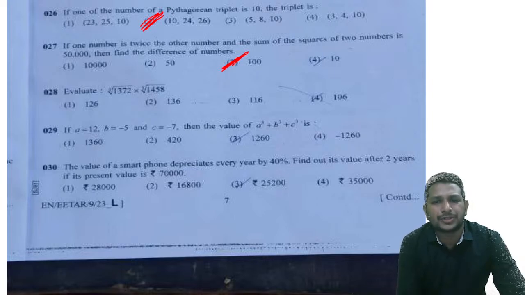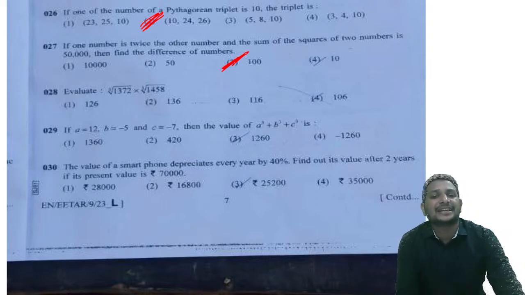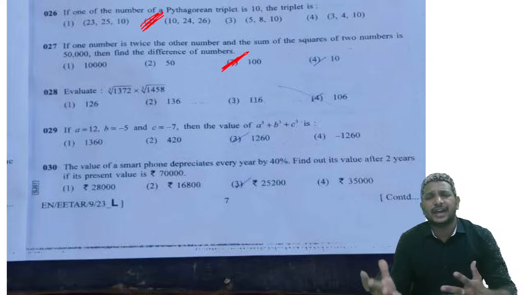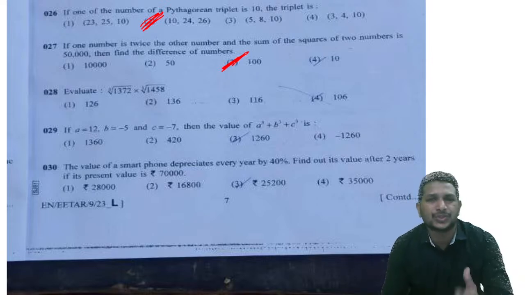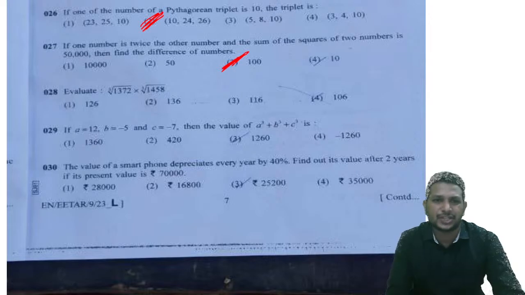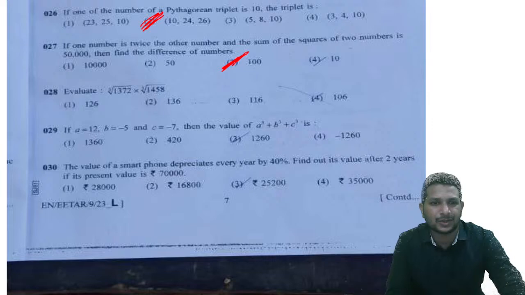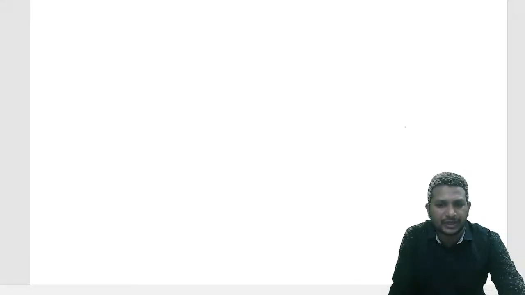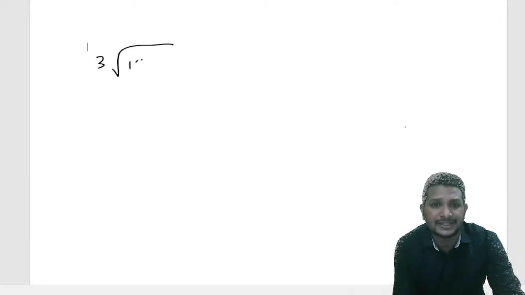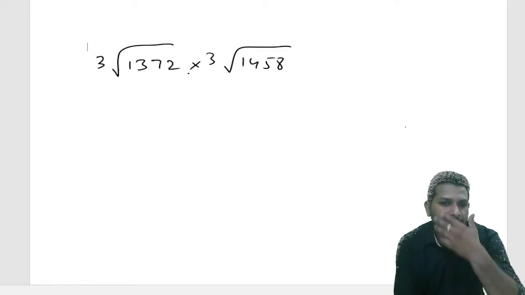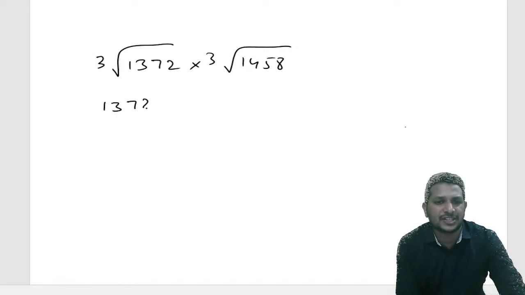As they gave cube roots, while finding cube roots, the only method we have is what? Prime factorization method. Because if it's a square root, we can use the division method or prime factorization method, or we can find it by looking at it, an assumed method. So over here it's a cube root. So let's see how to find the cube root. What are the values they gave? Cube root of 1372 multiplied by cube root of 1458.